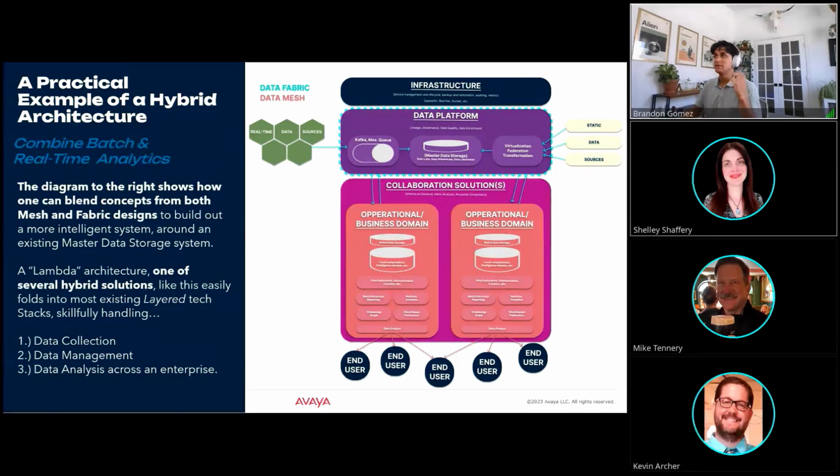This is a visual that I made with inspiration from existing best practice layouts and examples. It is a Lambda architecture because you have directional definition. And it's one of several architectural designs for a hybrid solution. This one specifically easily folds into most existing layered tech stacks, skillfully handling the collection, management, and analysis of data agnostic of source or destination.